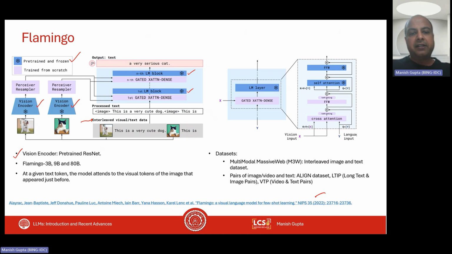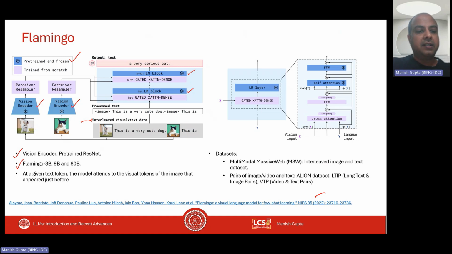Depending on the size of the vision encoders, the text encoder and the text decoders that you have, Flamingo is available in 3 different sizes: 3 billion, 9 billion, and 80 billion. There is also OpenFlamingo, and OpenFlamingo models are also available on Hugging Face. So that is the overall architecture.